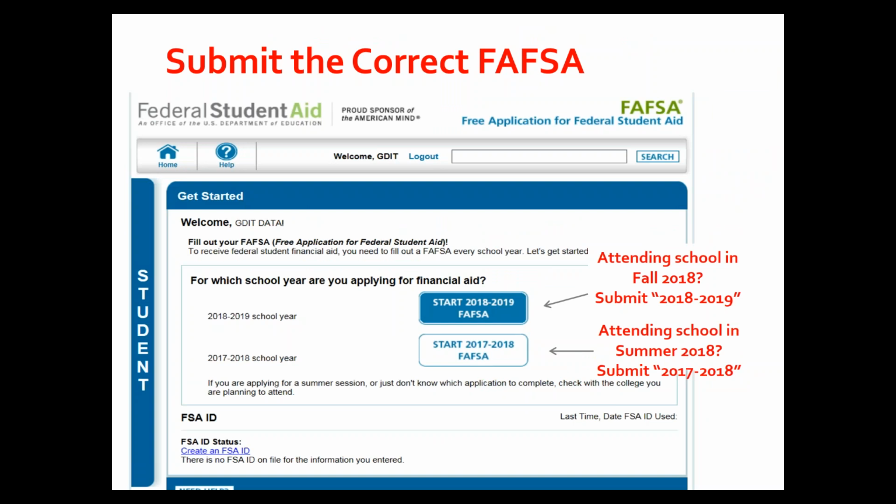Okay, so right now we're working with two FAFSAs. One is for Fall 2017. They still need to complete the 2017-2018 FAFSA because summer is part of this academic year. The fall semester is always going to be the first semester of the academic year. Therefore, for fall 2018, the student needs to complete the 2018-2019 FAFSA. Next slide.